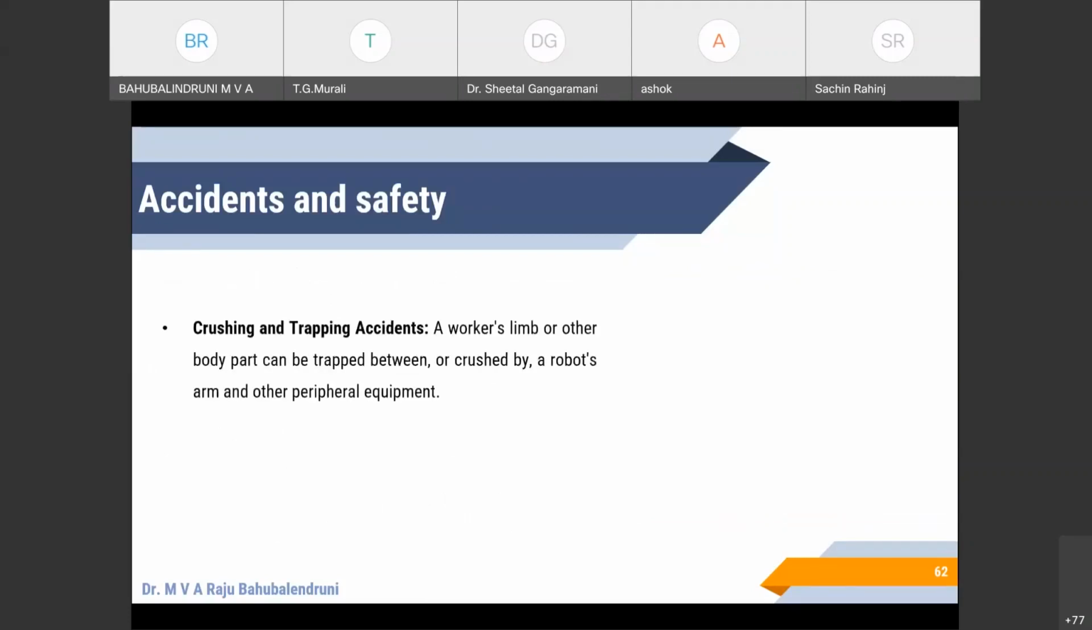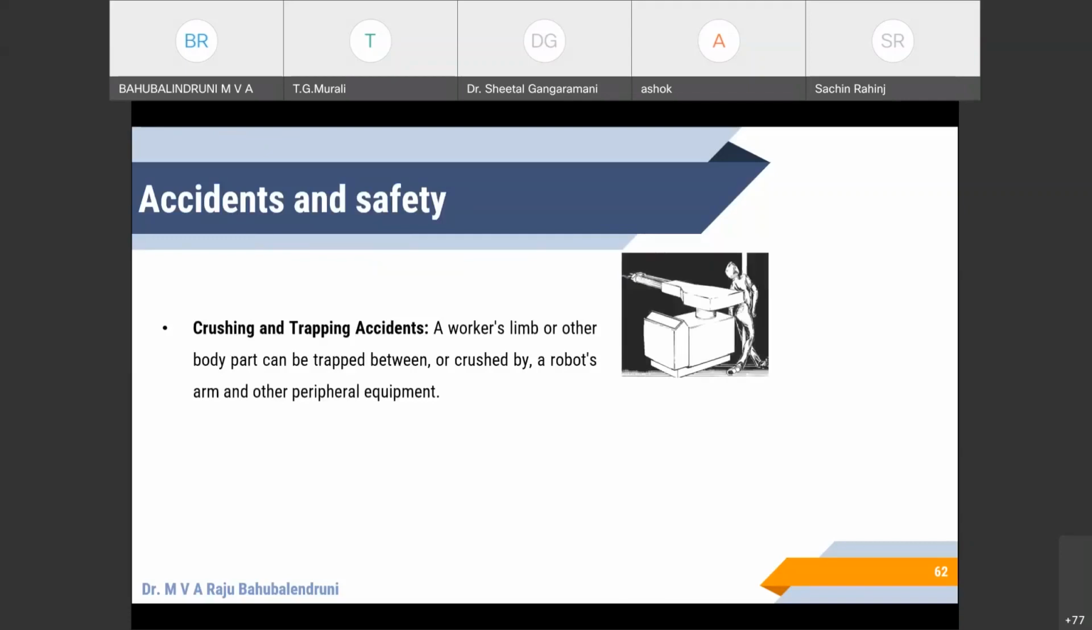The other one is crushing and trapping accidents. If any part of the human body, like a limb or any other body part, is trapped or crushed inside the robotic peripheral equipment or arms, one must take care. For this purpose, you will have switches, or you can follow the robot-off man-on or man-off robot-on conditions, so that you can avoid these kinds of accidents.